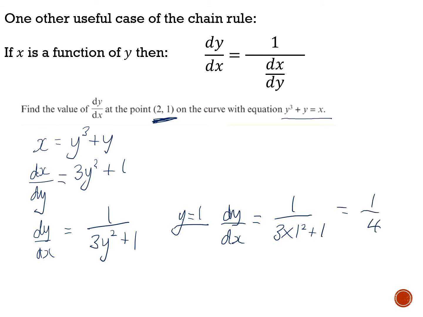So when you're given functions, it's much easier if they happen to be written in the form x equals something, and it's not easy to rearrange them. Do dx dy, and then to find dy dx, flip it upside down. Okay, that's all from me.